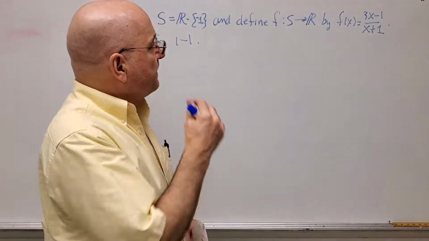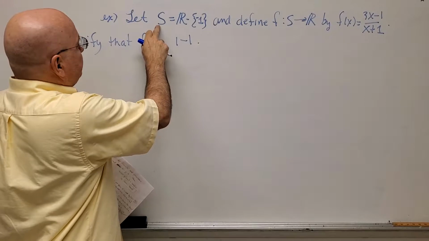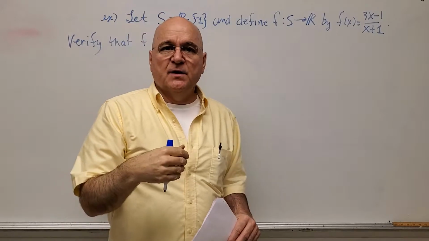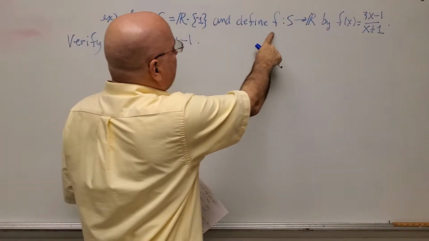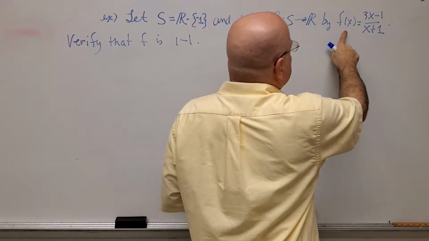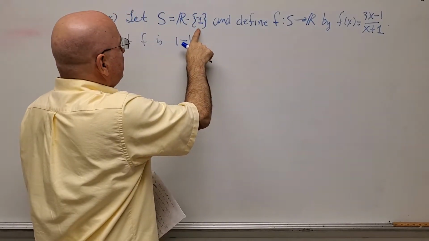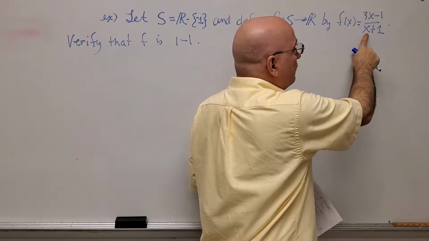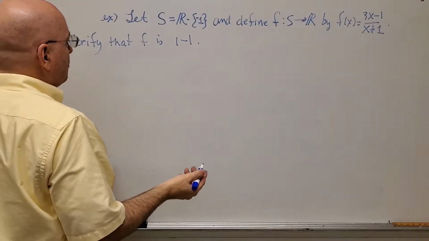In the next example, we're going to verify that a given function is one-to-one. We're defining S to be the set of real numbers minus the element -1, so the entire real line with the exception of -1. And we define the function f, mapping S into real numbers, by this. And now you can see why I had to define S to remove -1 from the domain, as it's not in the domain of this function. If you plug in a -1, you get a 0 in the denominator, undefined. So we need to verify that f is one-to-one.